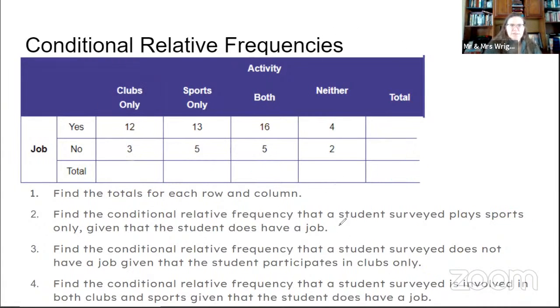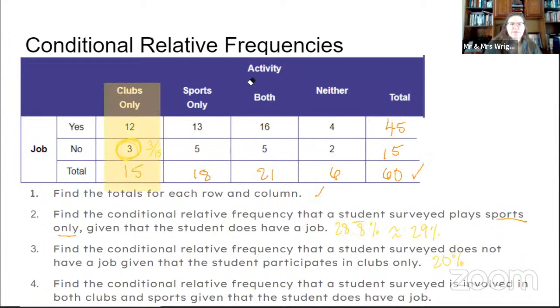Oops, I did not mean to erase all of that. All right, let's see. There we go. I only meant to erase this.